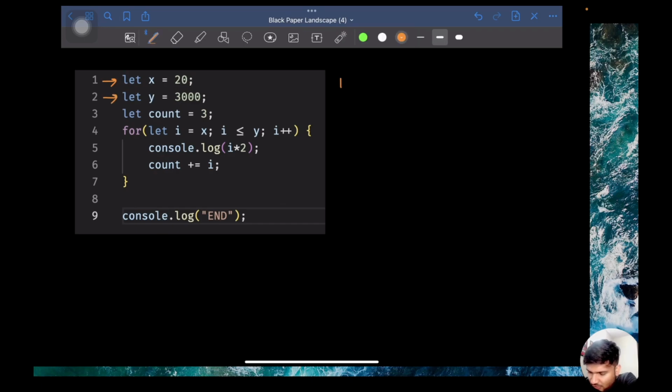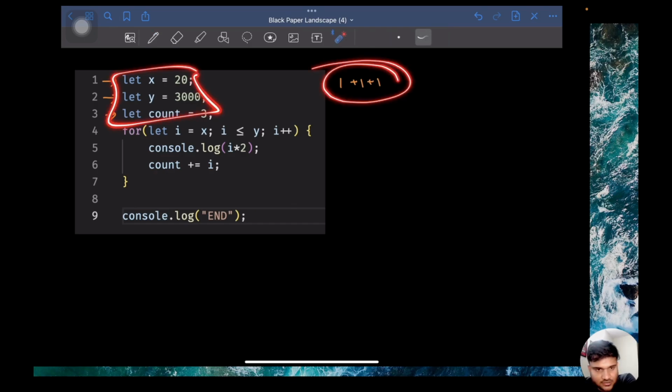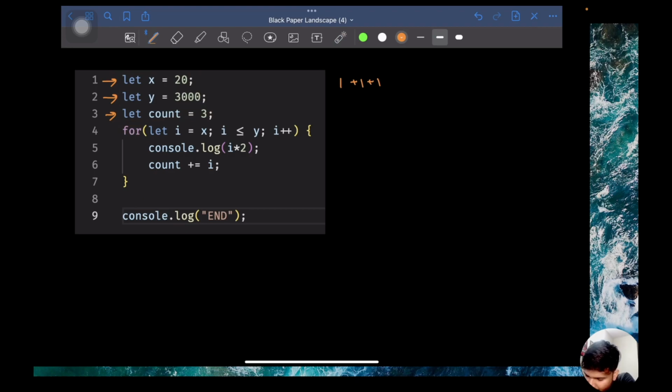In line number 2, there is one more instruction. In line number 3, there is one more instruction. So you initialize 3 variables, so 3 instructions here. In line number 4, let I is equals to X. Can I say inside a for loop, this statement is only executed once? You don't reinitialize the for loop variable again and again. This statement is executed only once. So I'll do a +1 for this.